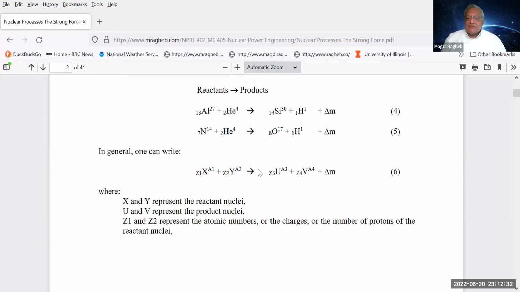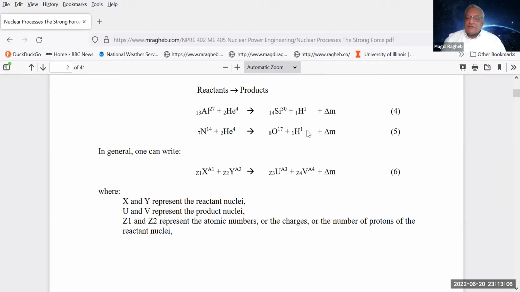So in general, the isotopes are described as X, the chemical name of the element, like aluminum or nitrogen. Z1 is the atomic number, and A1 would be the mass number, the total number of nucleons in the nucleus, which is the number of protons plus the number of neutrons. If you subtract 13 from 27, you get the number of neutrons in the nucleus itself.